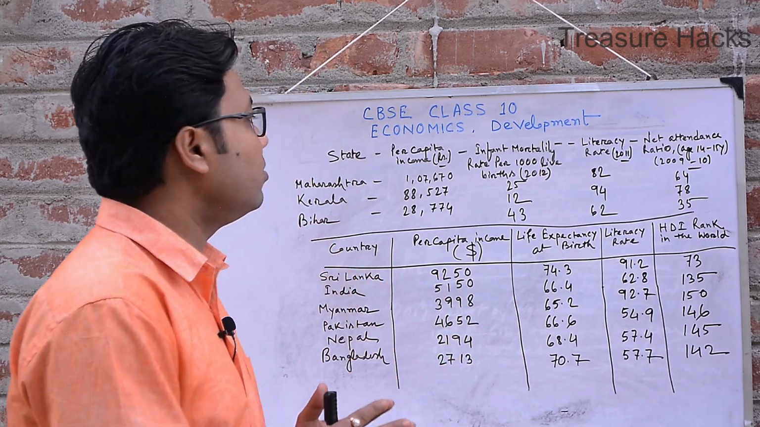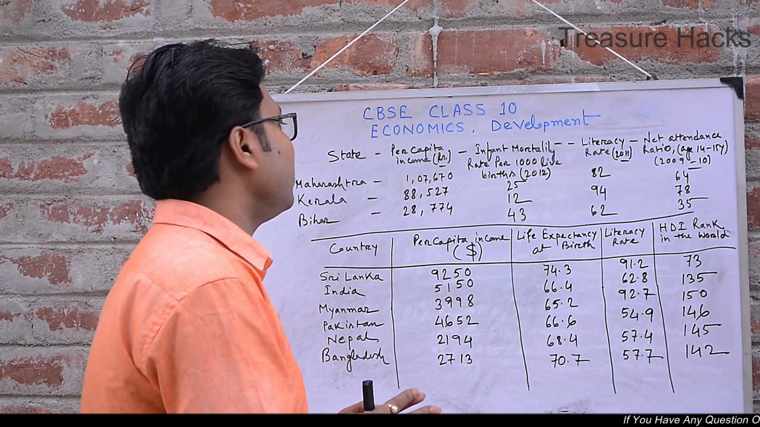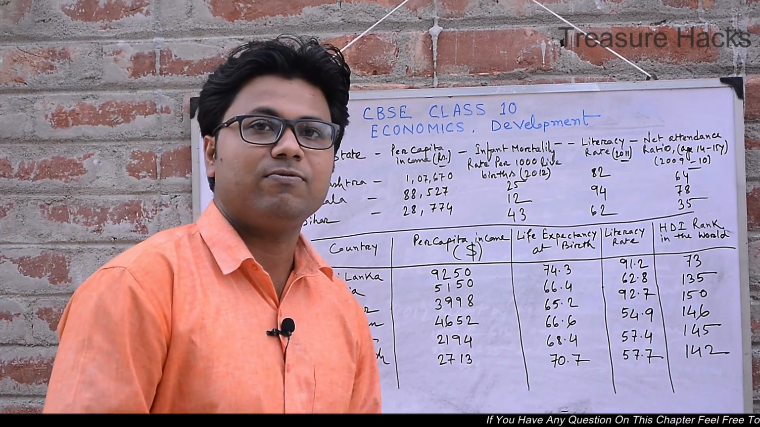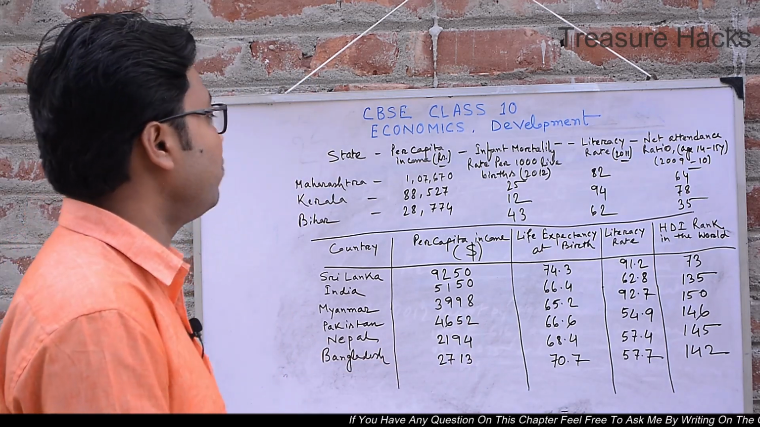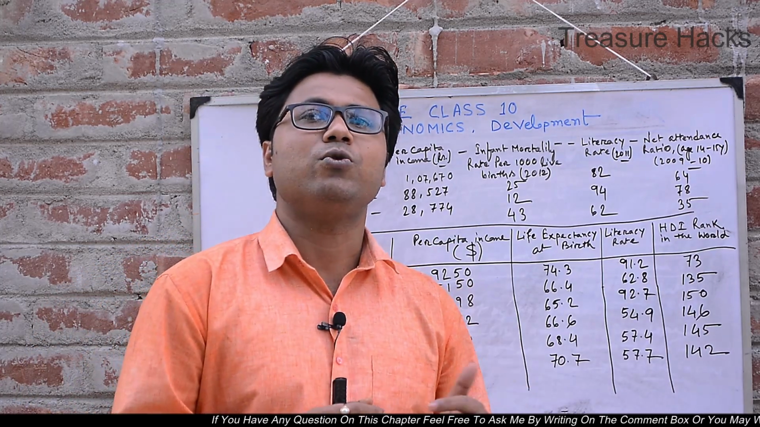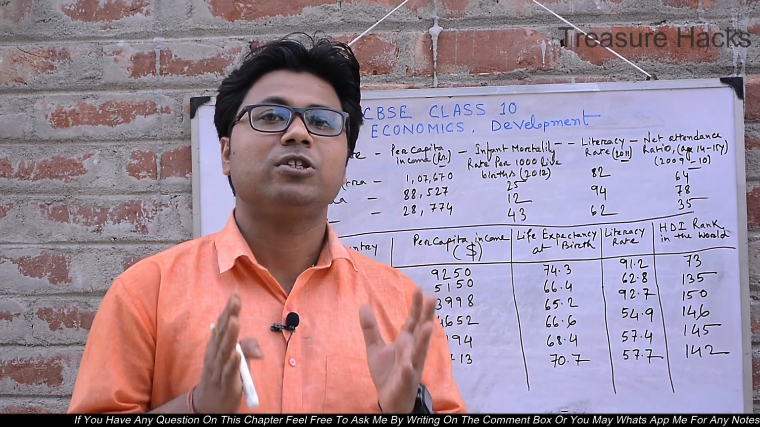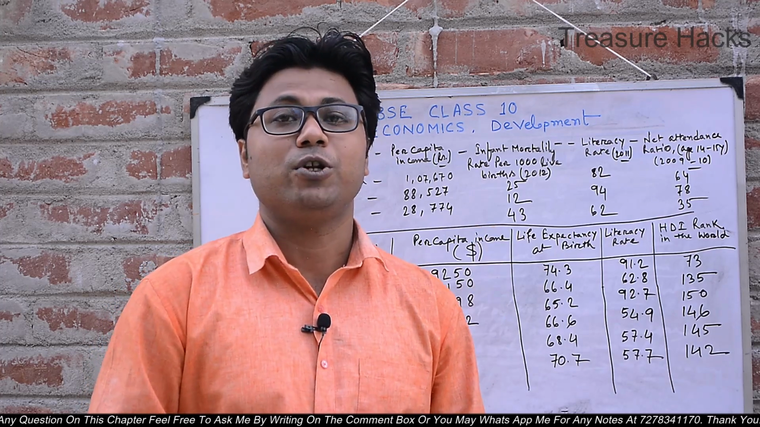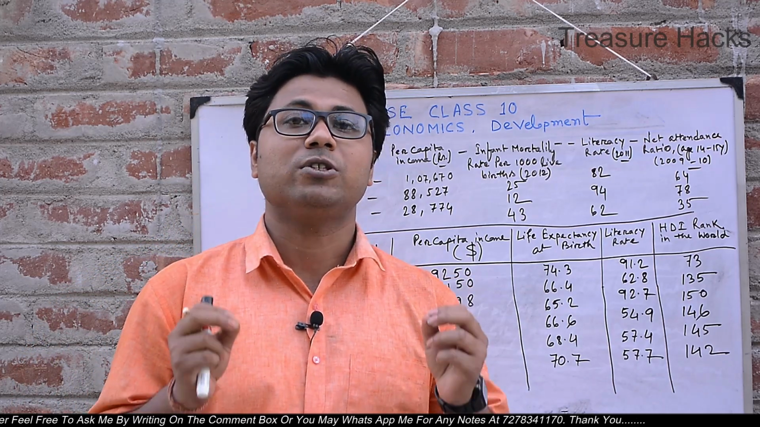But what about the other criteria? What about the other aspects? Now, the infant mortality rate per 1,000 live births in Maharashtra is 25, whereas in Kerala it is 12 and in Bihar it is 43. Infant mortality rate means the number of children who die before the age of 1 among 1,000 live births.